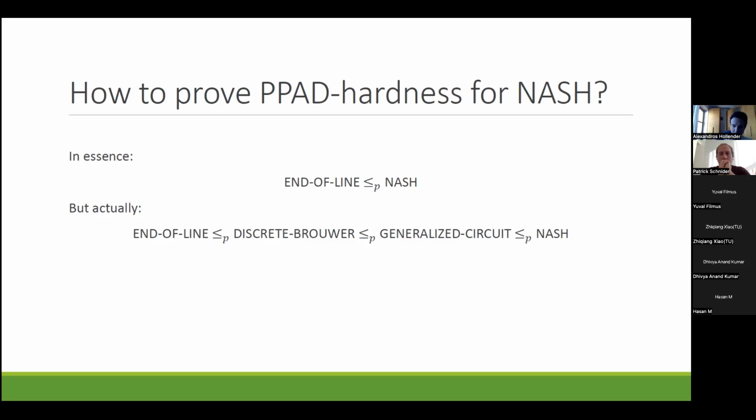Now, this was the first reduction that showed a PPAD hardness result for a natural problem, and subsequent work has reduced either from the Nash problem or from the problem right before that chain of reduction, namely this generalized circuit problem. And so this new tool that I'm going to present next actually replaces this generalized circuit problem.